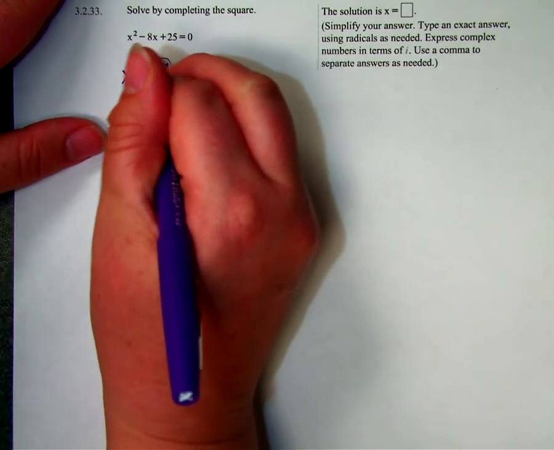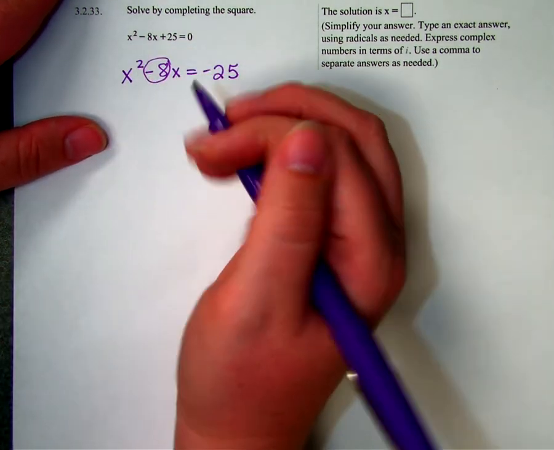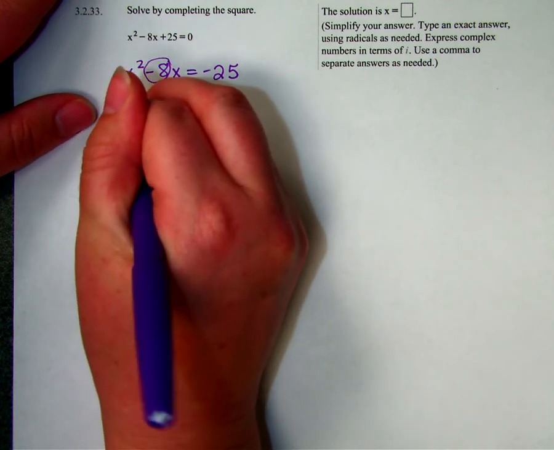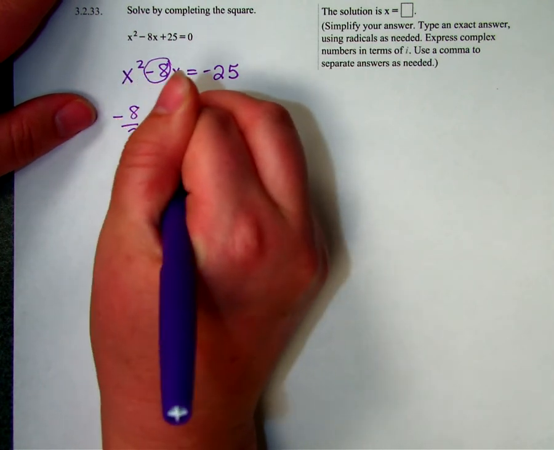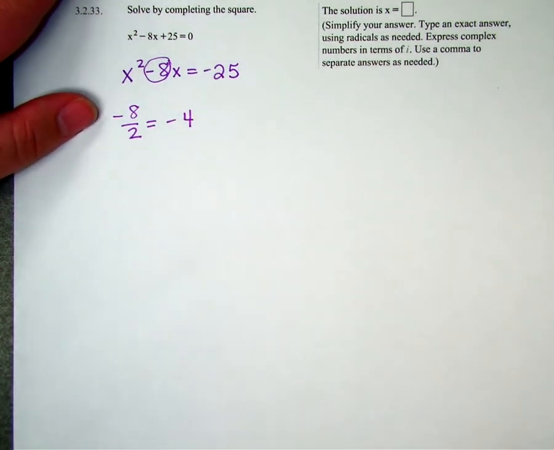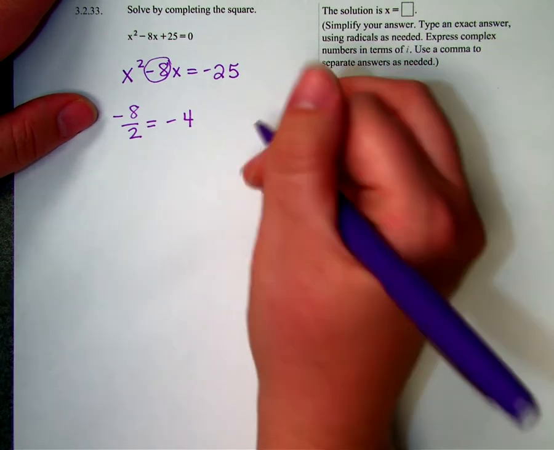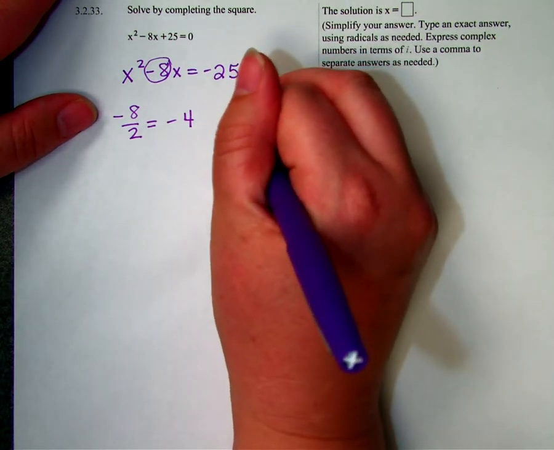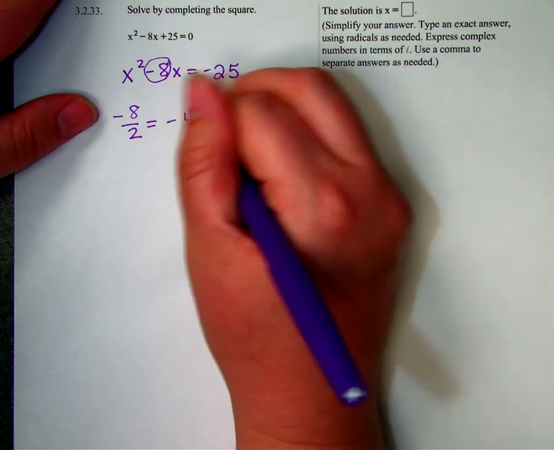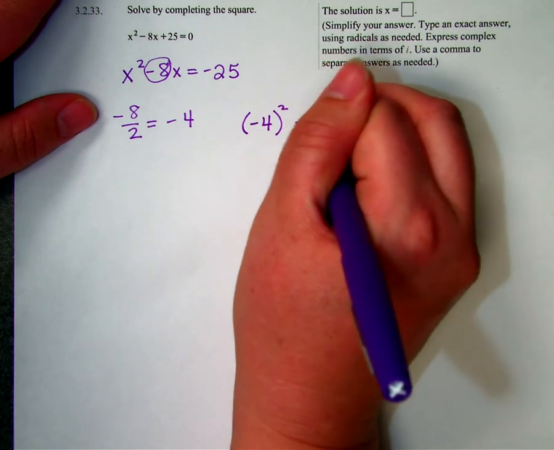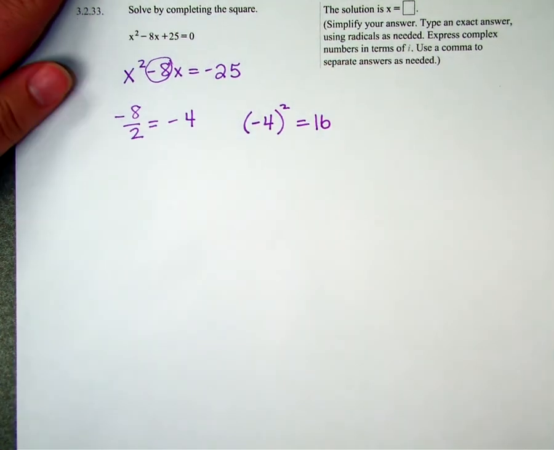Now take this middle number, the number in front of x, and divide that number by 2. So if we divide negative 8 by 2, we get negative 4. And then we're also going to square that number. So take the negative 4 that we just found, and now we're going to square it, and we get 16.